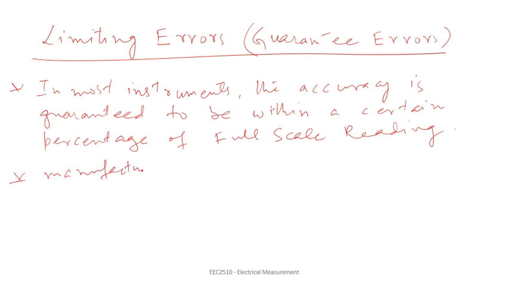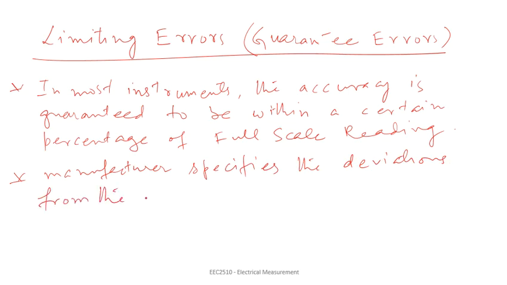The manufacturer specifies the deviations from the actual value or nominal value of a particular quantity.